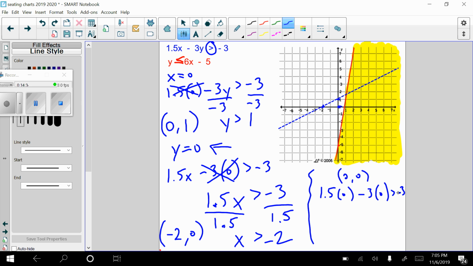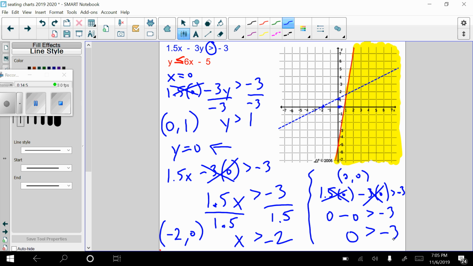So it should be greater than negative 3. So that just goes to 0. That just goes to 0. So I get 0 subtract 0 should be greater than negative 3. 0 should be greater than negative 3. Well, yes, 0 is greater than negative 3.